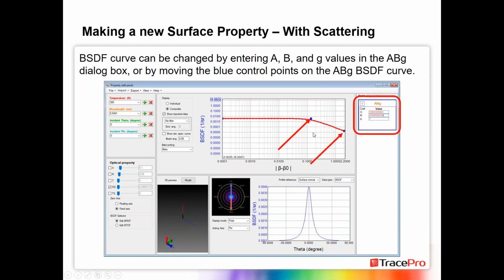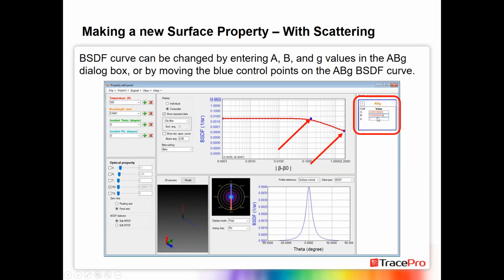To change the scatter, to change the BSDF curve, we have a couple options. One is we can pull on these little blue control points or control boxes here and manually adjust the curve. And a lot of times you're looking down here, here's the BSDF versus theta, or the polar angle. So we can make this shape here wider, narrower, taller, shorter by adjusting the values for these two control boxes. Also, you can enter the values directly into the ABG dialog box here.